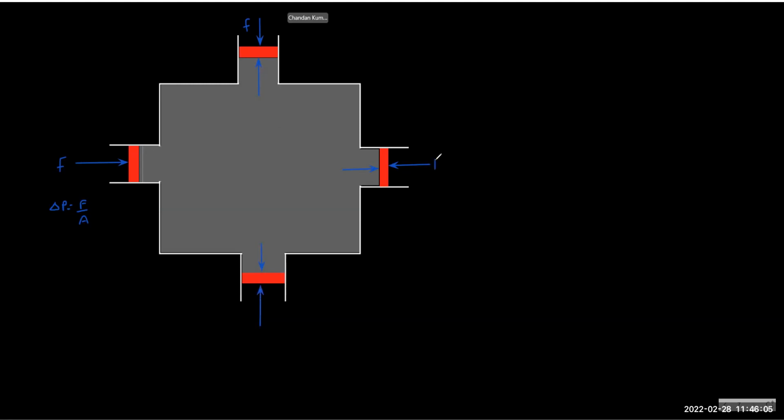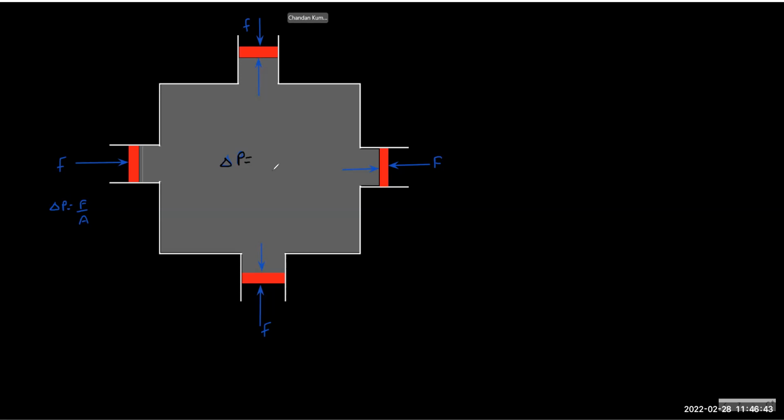Now, why did I ask this question? Because you may think in a different way. Let's say we have 4 different valves, and they may ask you how much pressure is created if they apply force from all 4 directions. What is delta P? You may answer: is it 4 times F by A, because every force is creating that? The answer is no. We can take only one.